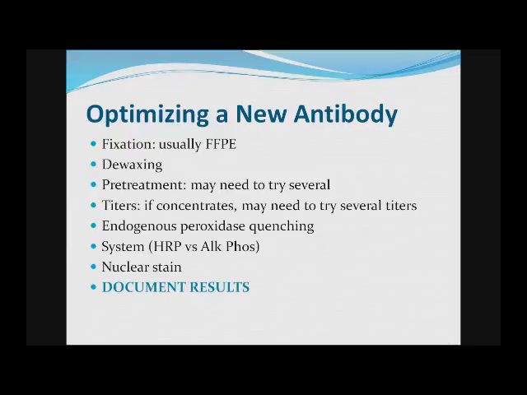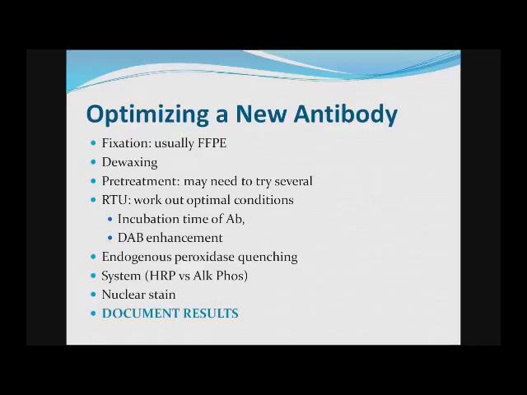If you're buying a concentrate, generally I start with a recommended titer and then move up one and run it, and then sometimes we have to go higher and higher because the system that we use is very, very sensitive. You also want to look at endogenous peroxidase quenching, and then you want to look at your system and also a nuclear stain. I always call the H&E a roadmap, but you want to see the nuclei to give the pathologist details of what they're looking at, and documentation. Always documentation. If you're buying your ready to use, you also want to work out the optimal conditions.